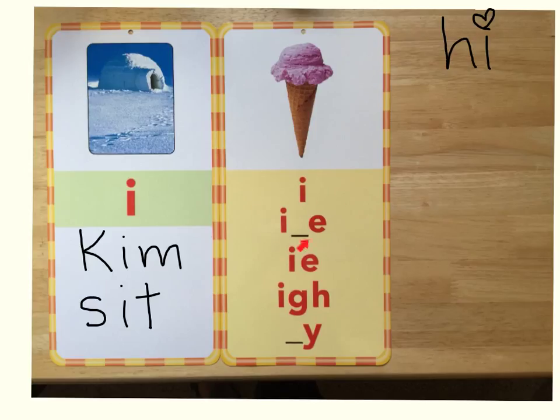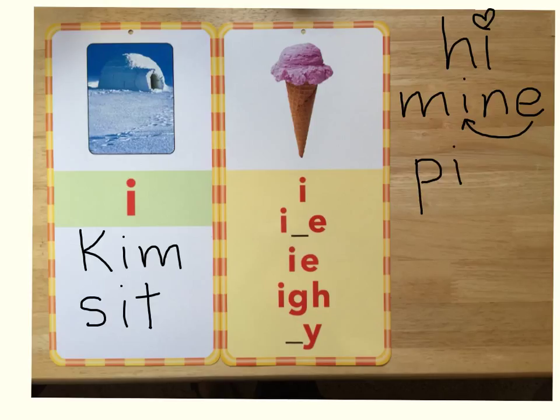Here's our bossy E, I-E. I bet you can think that the word mine looks like min until I put that bossy E on it: mine. Good, you're getting the hang of that long bossy E sound. An example of I-E in a word for sounding out is pie, P-I.